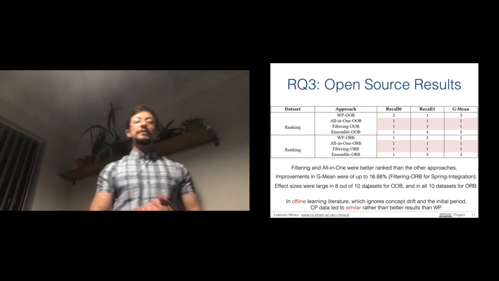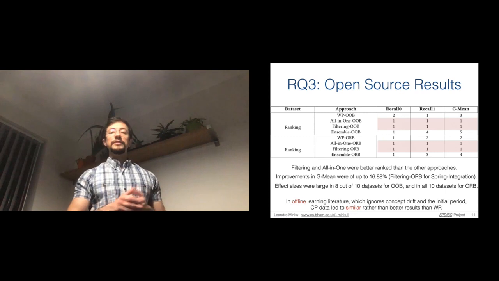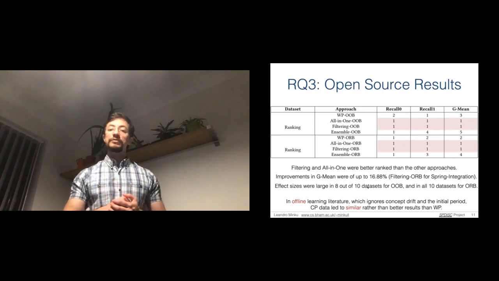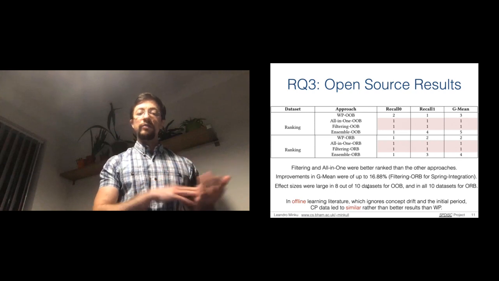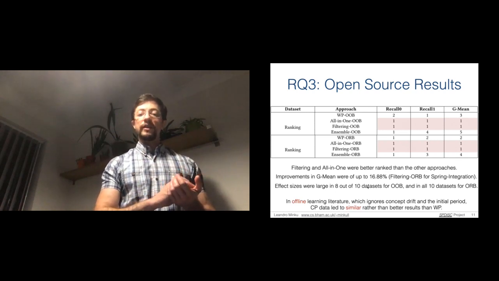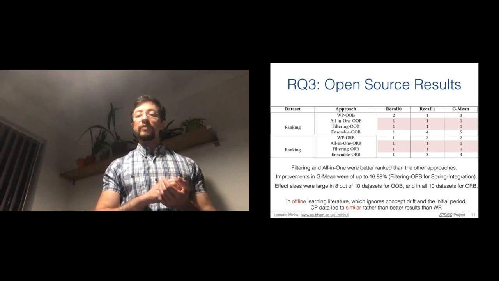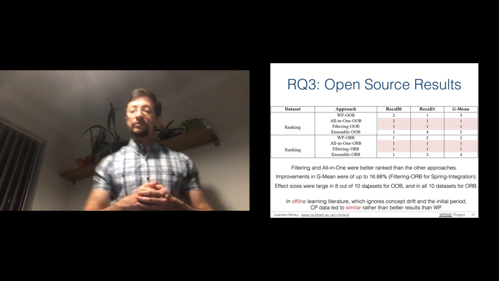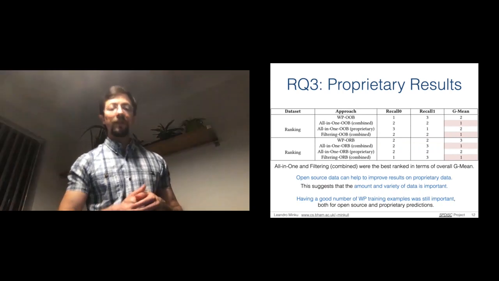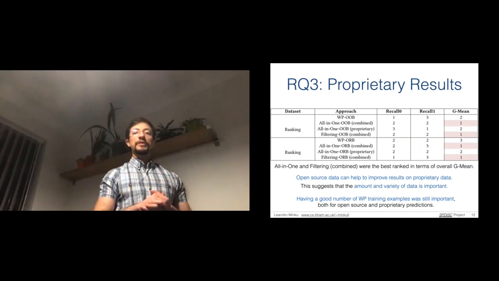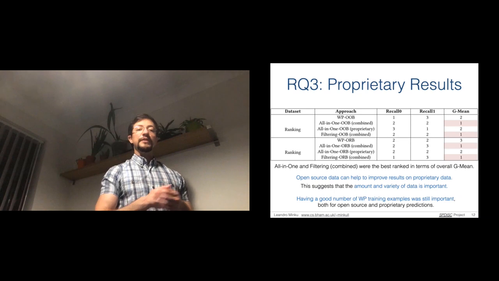Now, this is an interesting result because in the offline learning literature, which ignores concept drift and the initial period, cross-project data led to similar rather than better results than within-project models. And here we found that combining within-project with cross-project data and using them to train predictive models can actually lead to better results than within-project models. Our results with the proprietary data were again similar in the sense that the all-in-one and the filtering approaches were the best ranked.